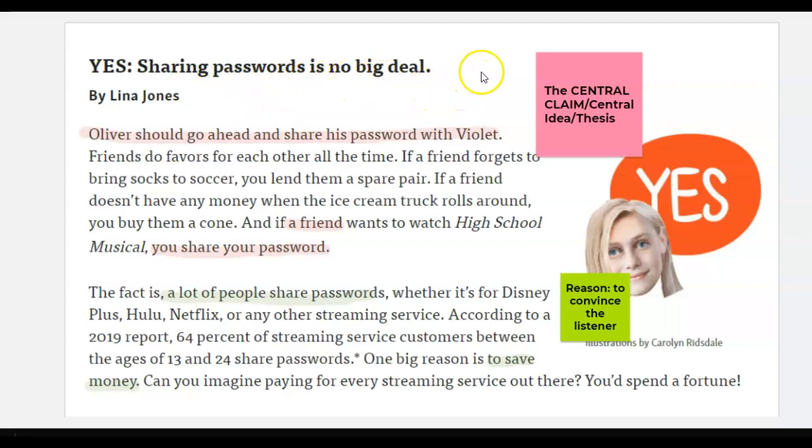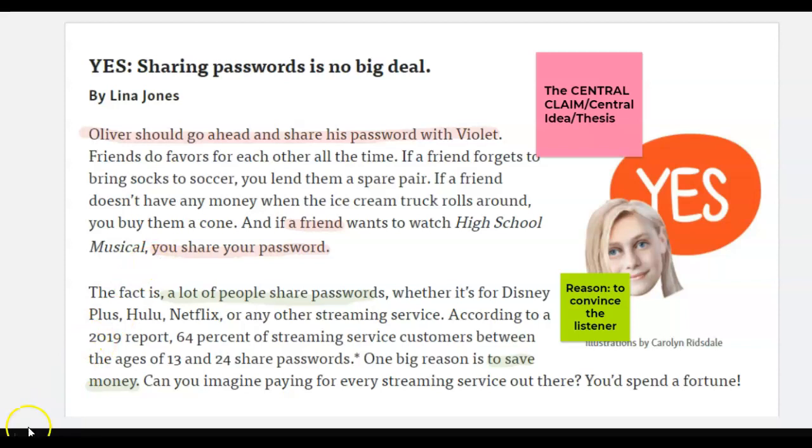In any good argument, you will start out with your central claim, your central idea, your thesis. You won't say, "Yes, sharing passwords is no big deal." Instead, you will actually state, "Oliver should go ahead and share his password with Violet." There is some information there about why he should do it, and it states at the beginning of the introduction the central claim: you should share your password.